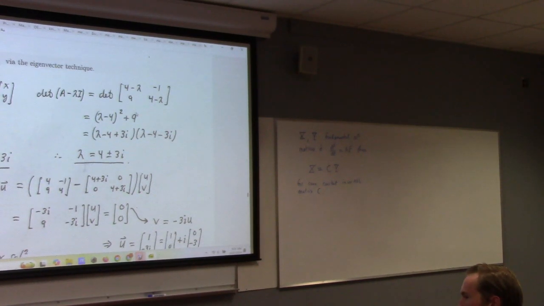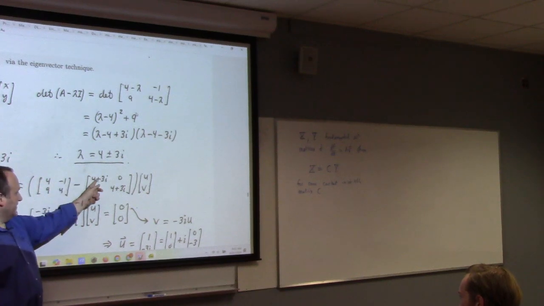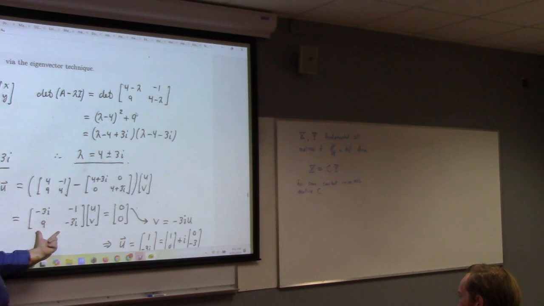And then this was a complex eigenvector problem. So I got lambda is 4 plus or minus 3i. And so here I made myself actually write out the A minus lambda I. See? And then the 4's cancel, but the minus 3i remains. And we're left with this.